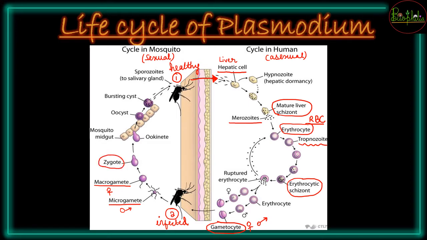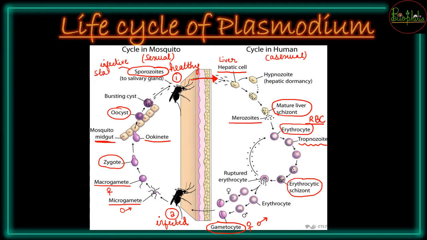As soon as the zygote forms, the zygote will be going into the mosquito's midgut, that is, it will enter the digestive system. There will be ookinete formation. Ookinete will develop into an oocyst. Oocyst is a cyst, so it is again a bag-like structure, and this bag-like structure will burst open releasing sporozoites. So sporozoites are actually the infective stage which actually causes malaria.